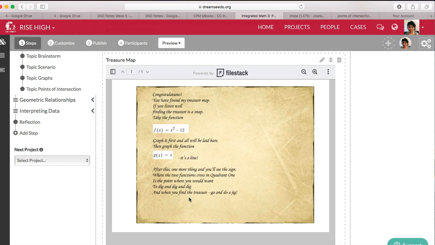So a couple of components here. There are two functions provided to you. My advice is to go ahead and graph them in your notebook by hand. Again, if you don't know how to graph these kinds of functions, you can always do a table of values. I'll do a couple of examples for you.